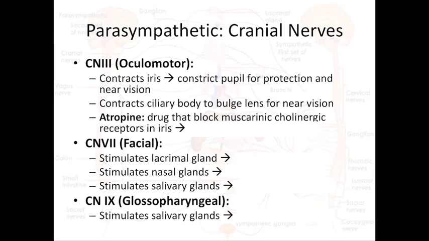Now some specific effects of the parasympathetic nervous system. We can see these here.